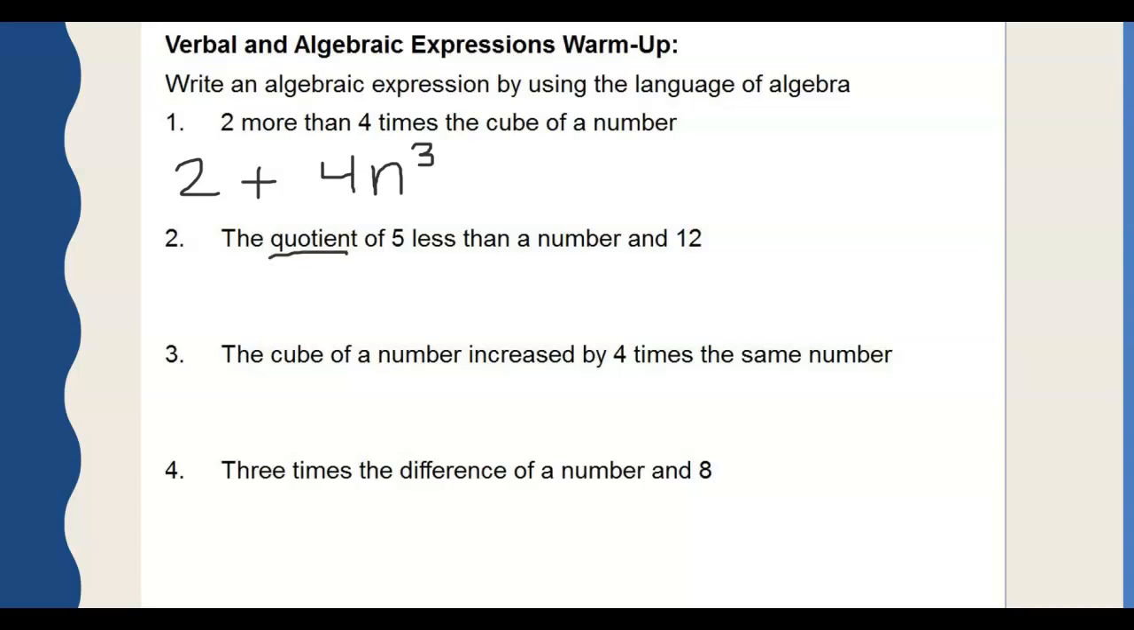Quotient means division. So it says the quotient of 5 less than a number. So less than a number means you take 5 away from that number. So that's n minus 5. Quotient means divide. The word and tells you where the division occurs. So it's n minus 5 divided by 12.